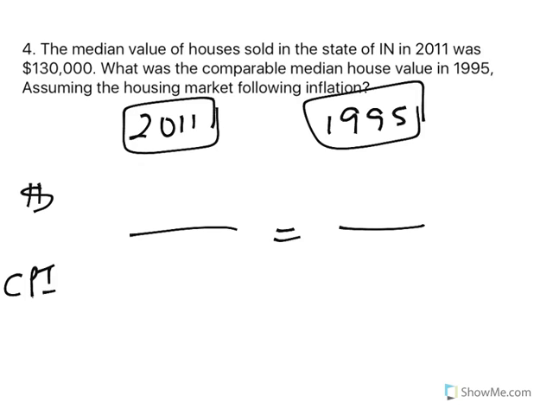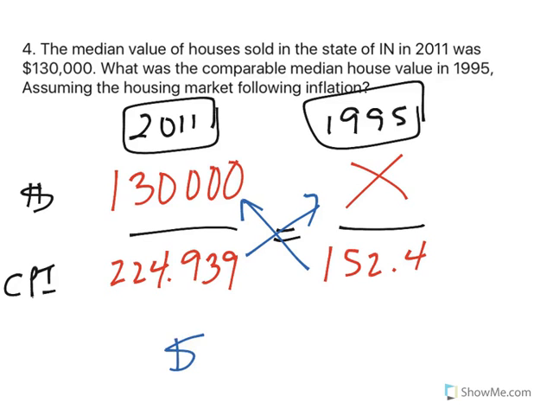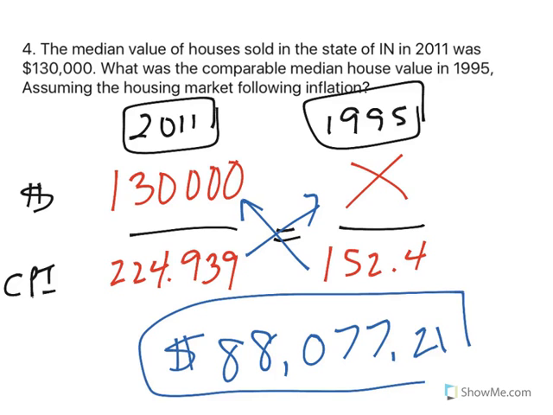So we are comparing 2011 to 1995, and we are using CPI because we are hoping that it follows inflation. In 2011, the cost of the house was $130,000, and if you go back to that original CPI chart, we see that in 2011 we have a CPI of 224.939. Now we're trying to find the value in 1995, so that's our unknown value X, and our CPI is 152.4. I cross multiply and divide in my proportional work, and I get an answer of $88,077.21. So in 1995, a comparable house would have been just over $88,000.